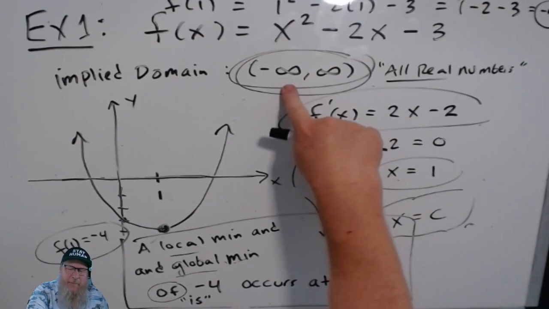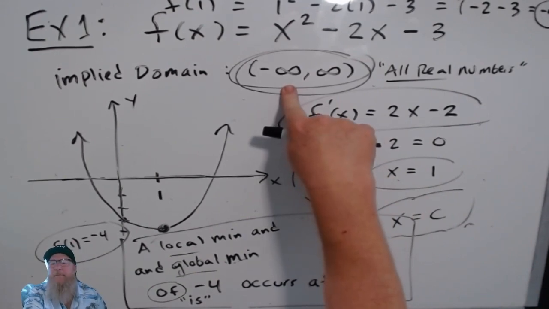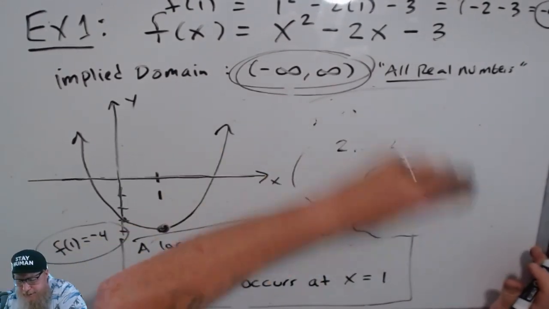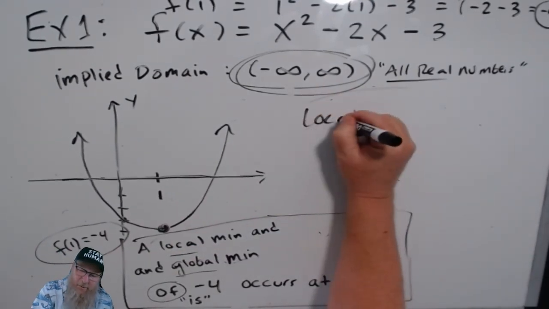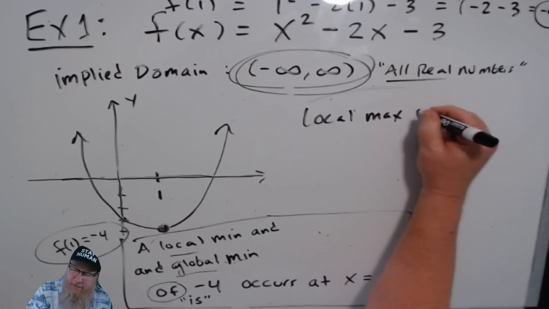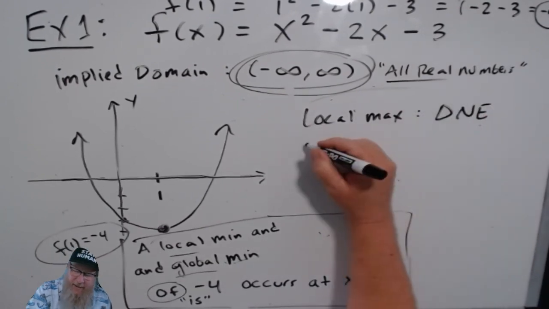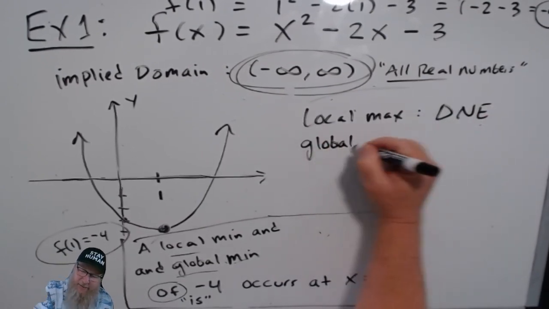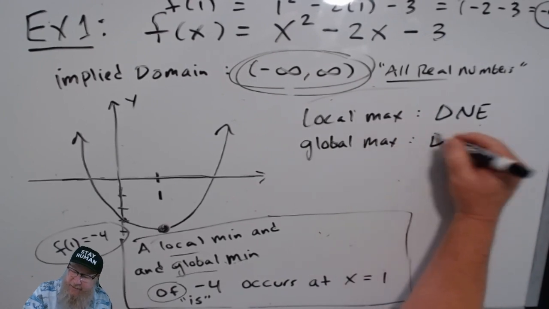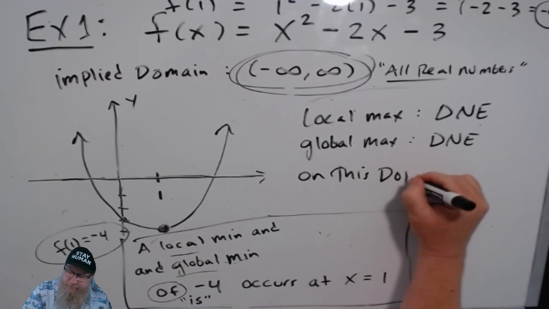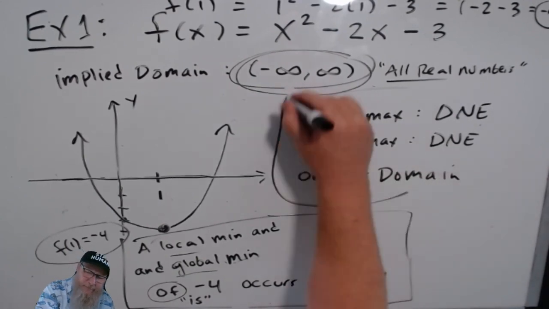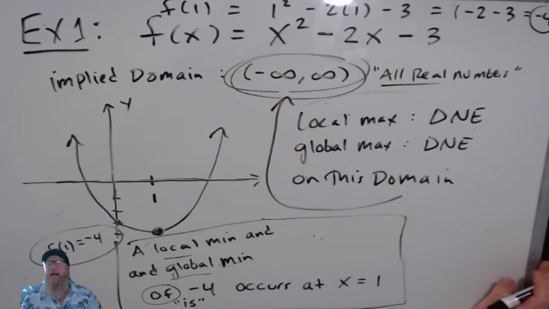All right, now that's an implied domain. I should also mention that there is no local max, DNE, and there's no global max, that's DNE, on this domain, because the domain is negative infinity to infinity.